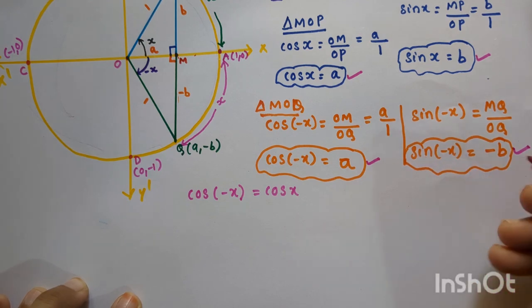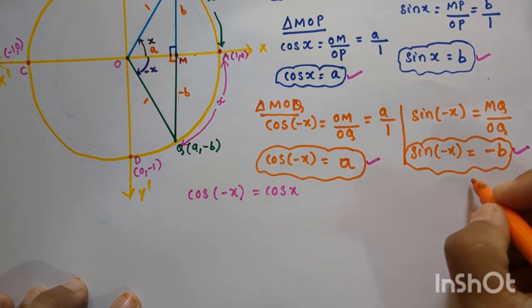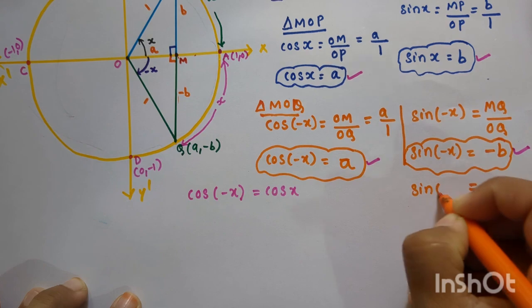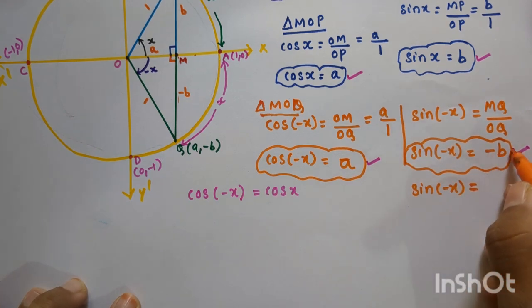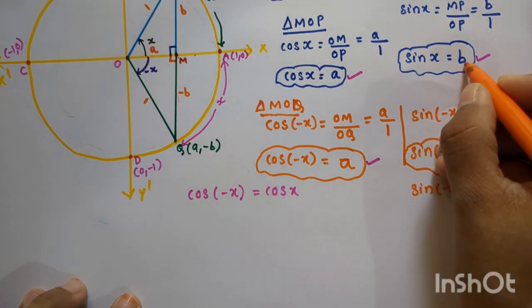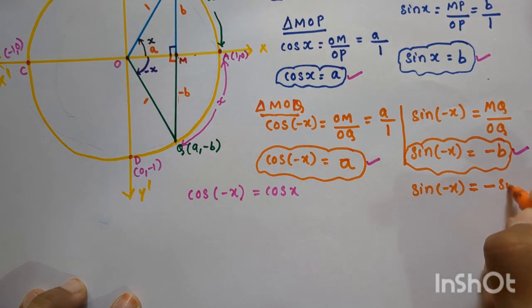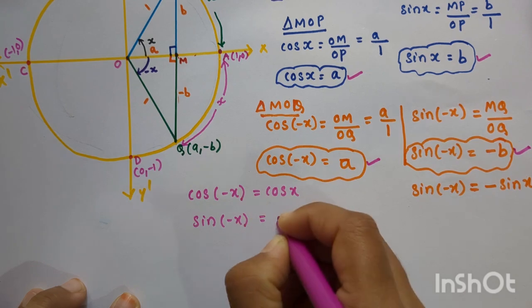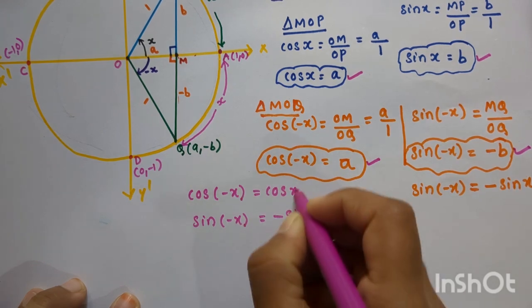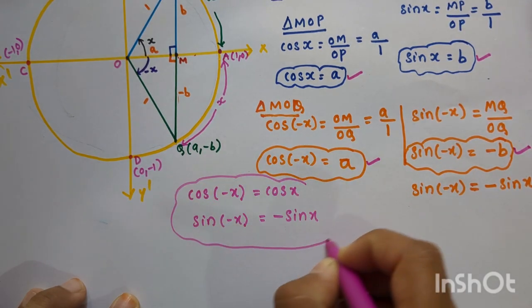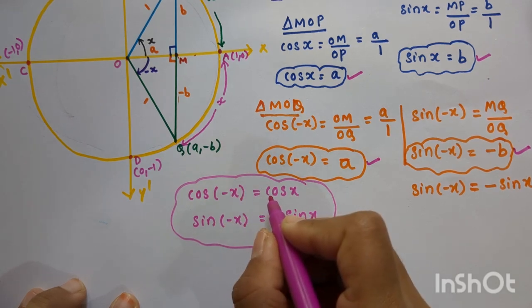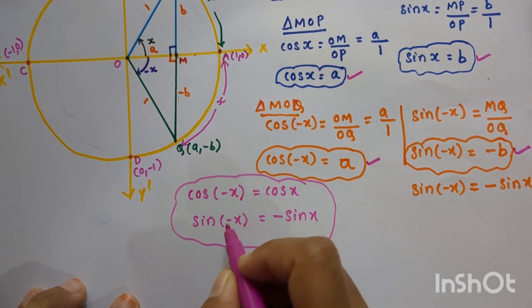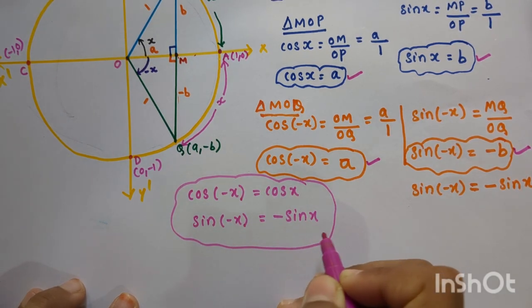Here this can be written as sin of minus x is equal to minus b, no? So minus b is actually equal to what? Sin x. Okay, that is, we can write sin of minus x is equal to minus sin x. So cos of minus x is equal to cos x. Sin of minus x is equal to minus sin x.